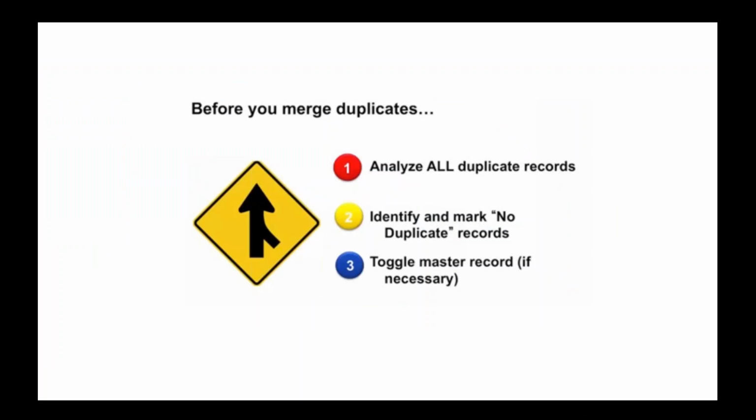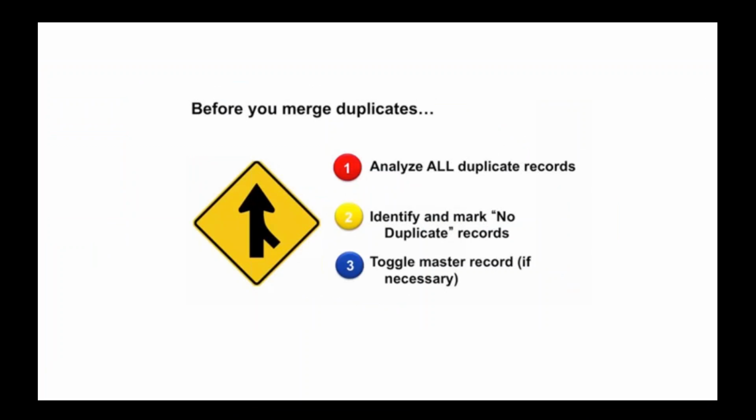Alright, now I'm going to talk about analyzing and merging duplicate records. So once you have identified potential duplicates using CC360, what sort of actions can you take? Before you even consider merging your duplicates, you want to make sure you analyze them.